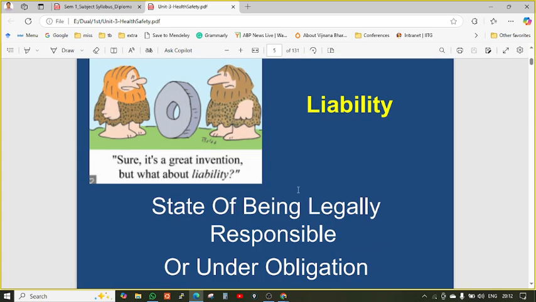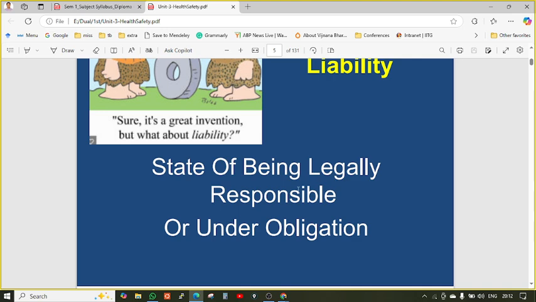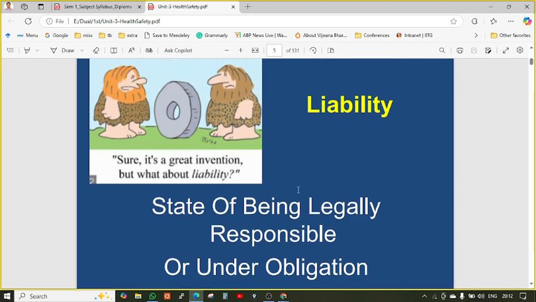Let's see the second point, which is liability. Liability means the state of being legally responsible under obligations. Whether we are obeying these things in the long term or not matters. If you are not obeying your legal responsibilities in the long term, that is a liability issue. First is negligence, second is liability.